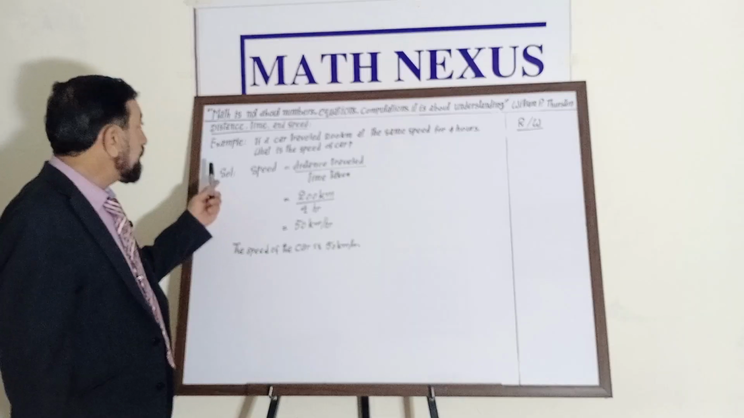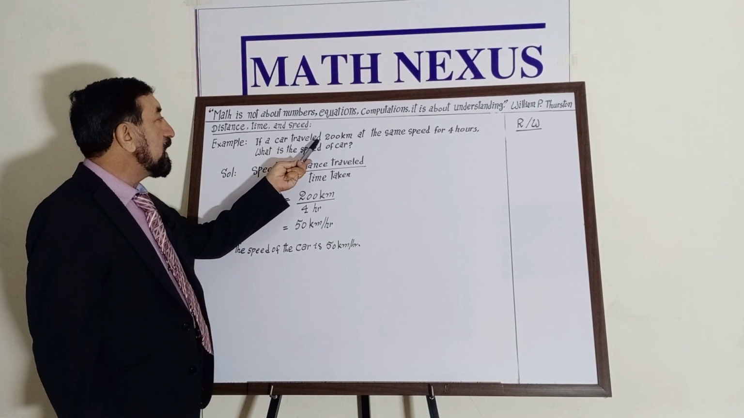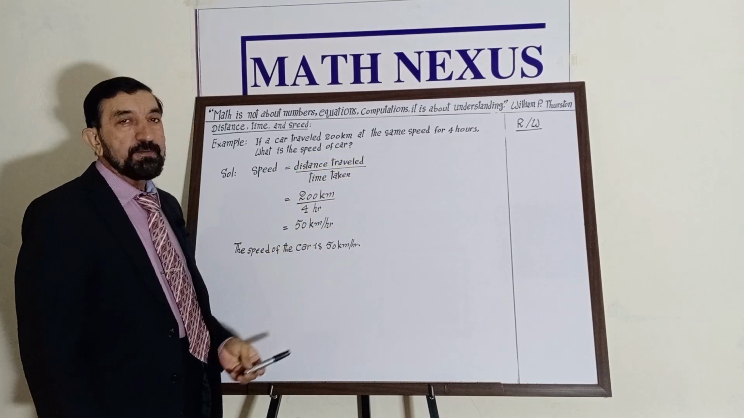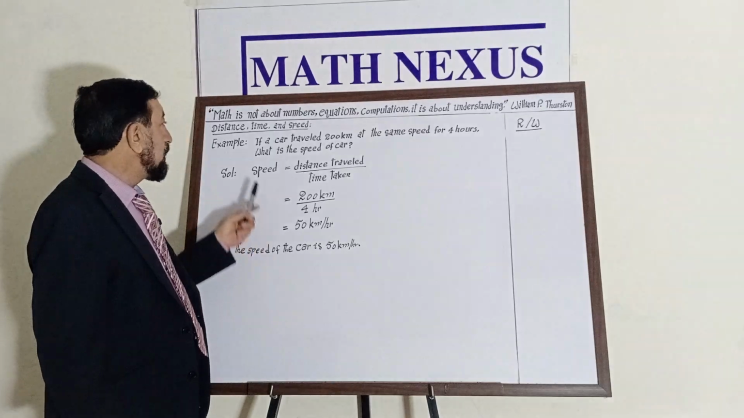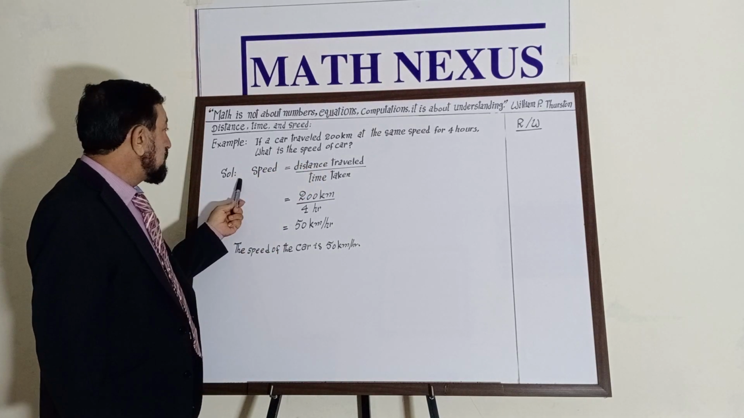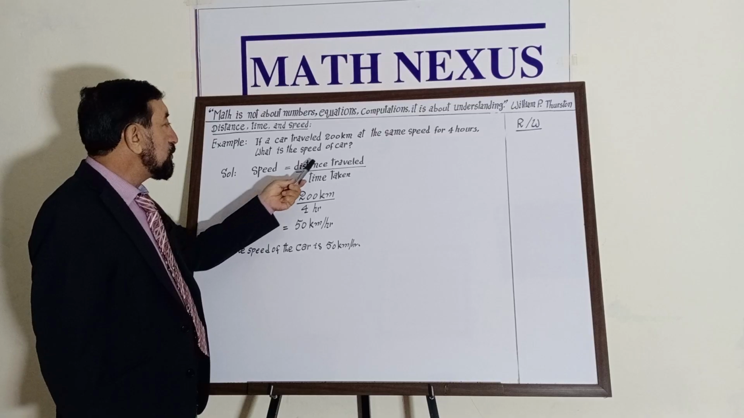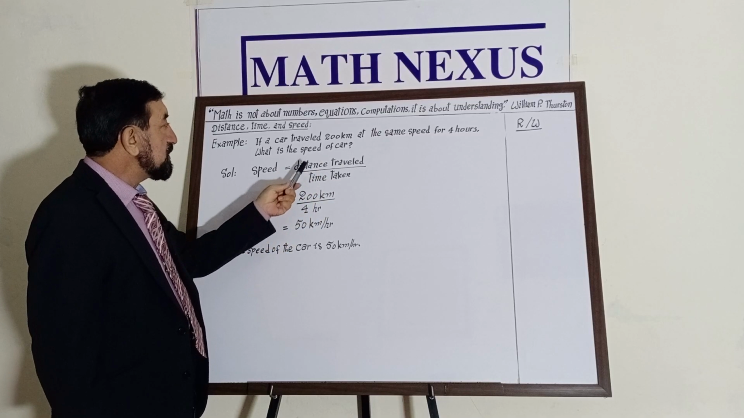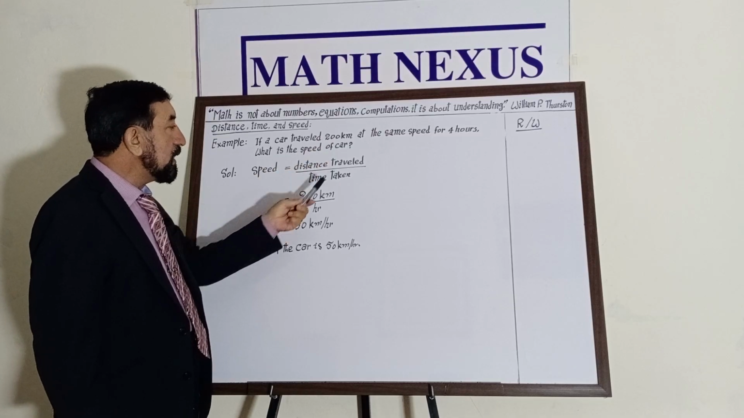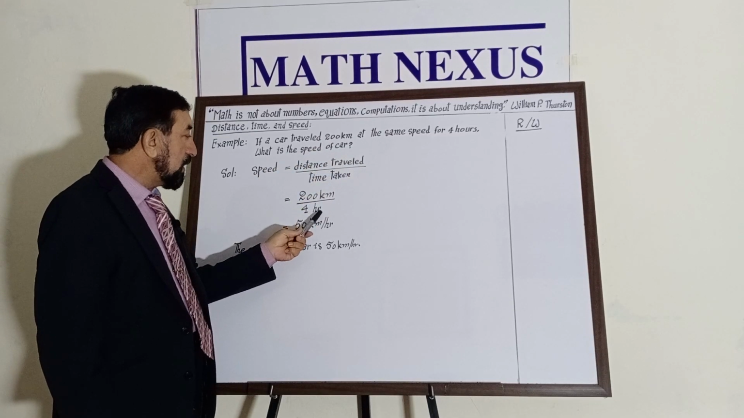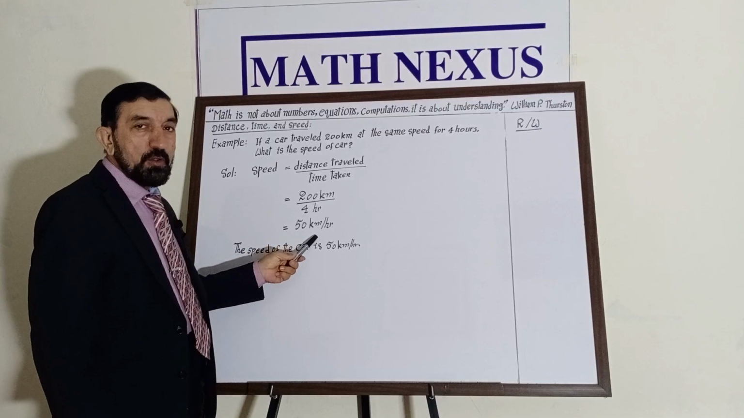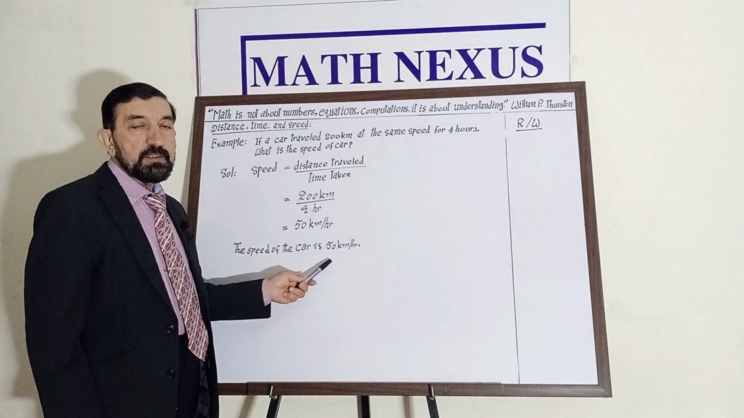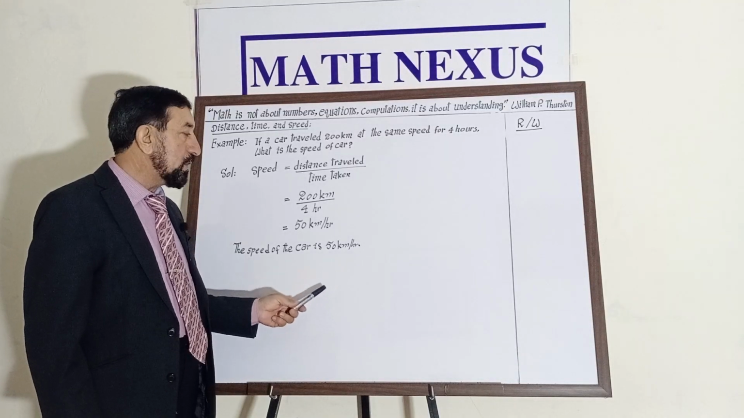Look at the example. If a car traveled 200 km at the same speed for 4 hours, what is the speed of the car? Solution: speed is equal to distance traveled upon time taken. Distance traveled is already given, 200 km, and time is given, 4 hours. This is equal to 50 km per hour. So the speed of the car is 50 km per hour.